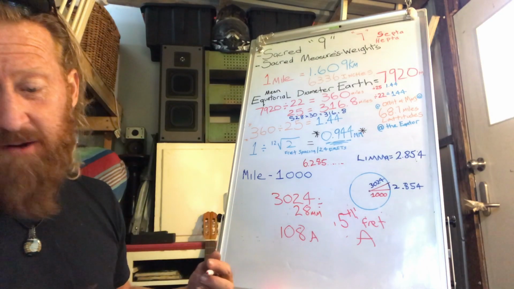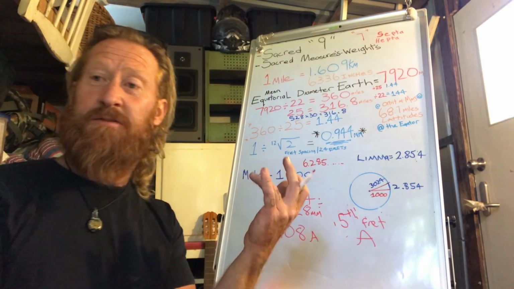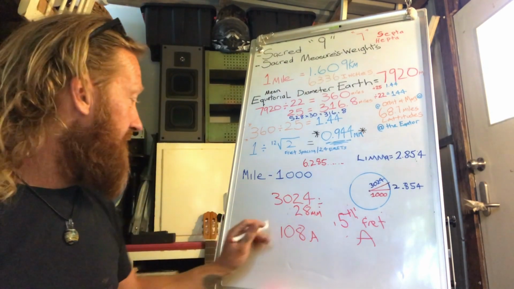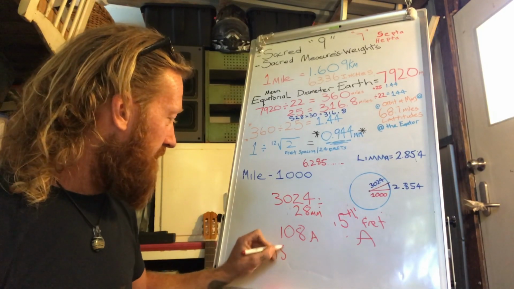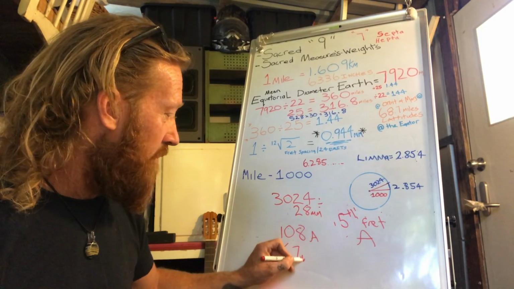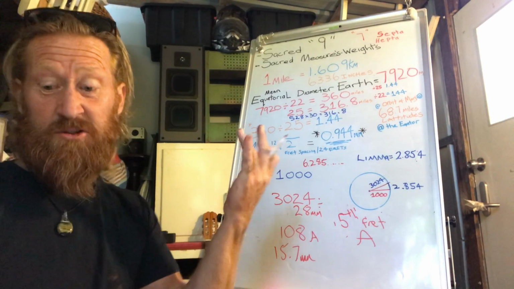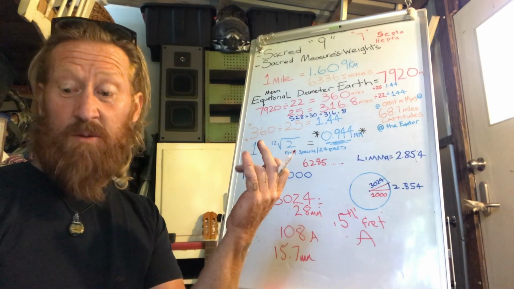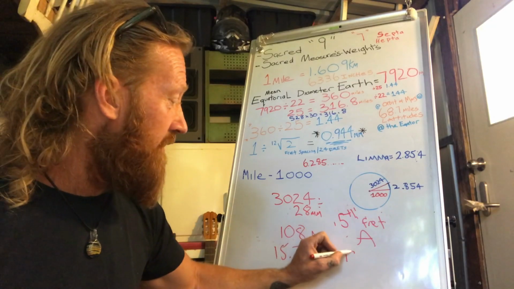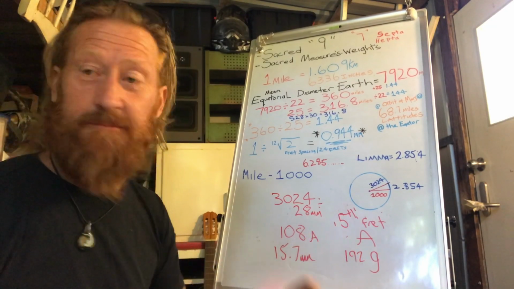Let's pick the 15th fret. The 15th fret is the note of G, and it is 15.7 millimeters wide. We divide it into the Great Pyramid, so it's G. It's on the 15th fret, and we get 192. 192 hertz is the note of G.